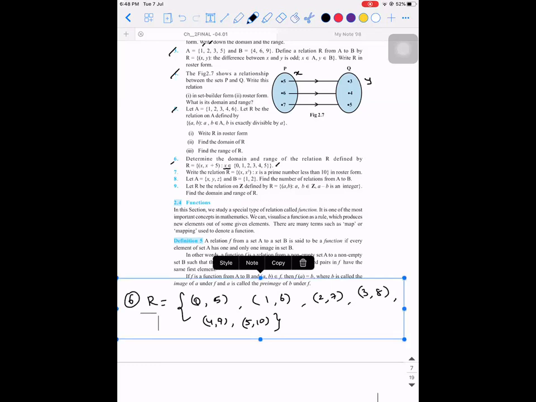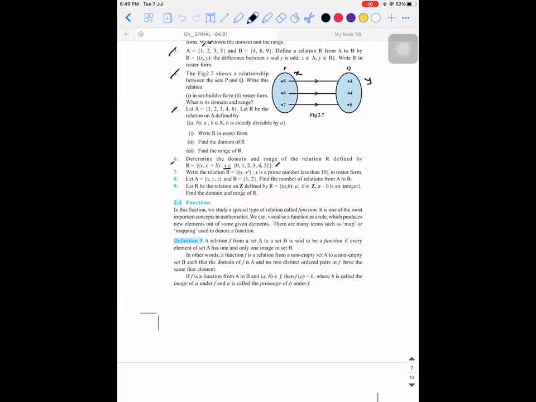They spoke only about x. I hope you're able to understand. They spoke only about input values. They didn't speak about output values. So they spoke only about domain and range.